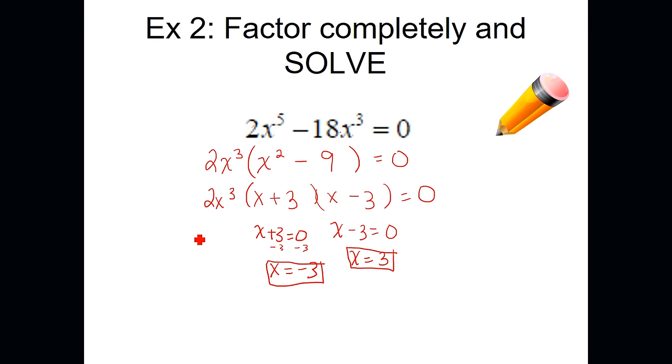What if 2x to the third equals 0? Well, I'd have to divide by 2, and I'd have x to the third equals 0. So what number cubed equals 0? Or I can take the cube root of both sides, and I get x equals 0. So here are my solutions to this polynomial by setting each factor equal to 0.